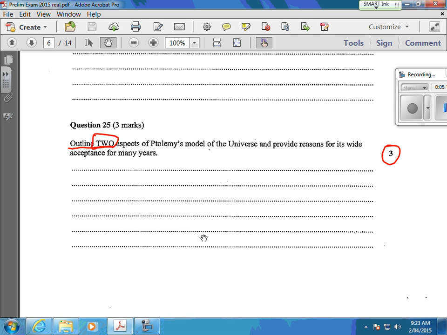So they've talked about 2 aspects of his model. Now, the first thing you've got to do is say what Ptolemy's model is. And the first thing you're going to mention is that it's a geocentric model. No, he wasn't the original geocentric model. But if you wrote down that he supported the heliocentric model, then you just shot yourself in the foot and you can't get marks, basically. Really, really important that you know the basic fact.